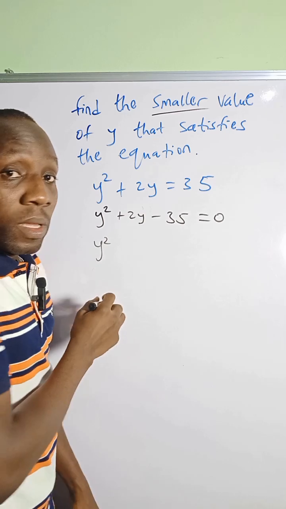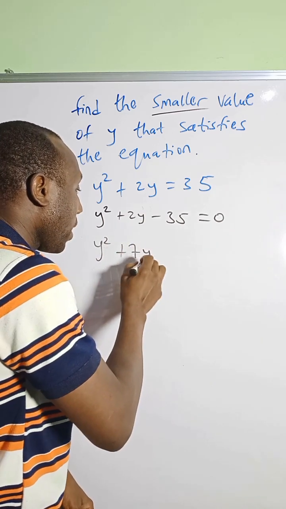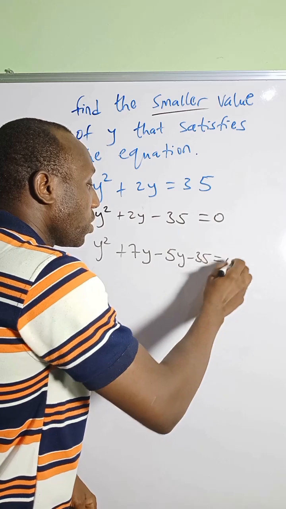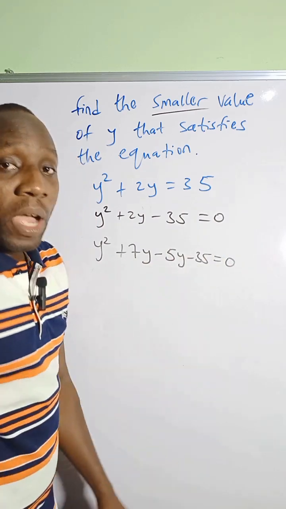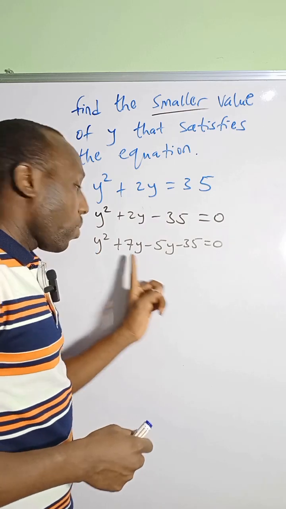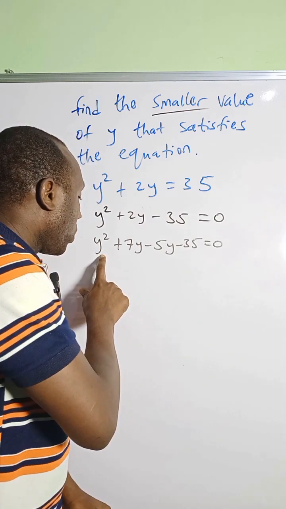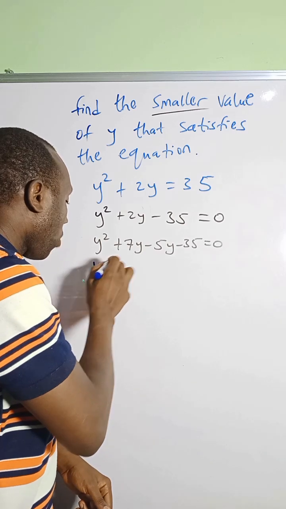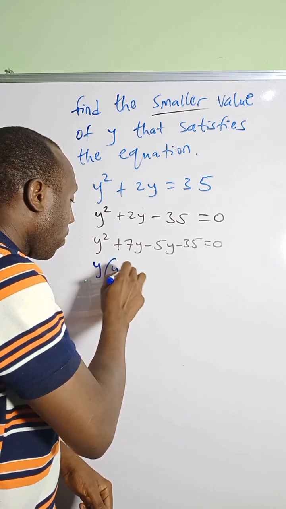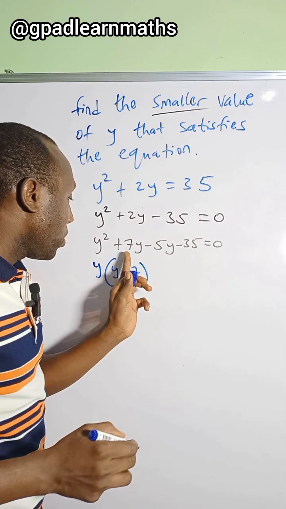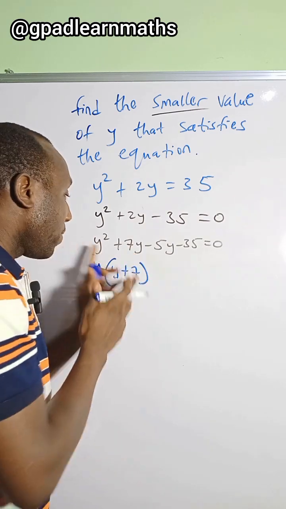Y squared plus 7y minus 5y and minus 35 is equal to 0. Plus 7y minus 5y will give you 2y. So let's pick the first two terms, y squared plus 7y. What is common between y squared and plus 7y? It is y. So you write y, open a bracket, and then write y plus 7. Y times y is y squared. Y times 7 will give you 7y. So I just factorized the first two terms.